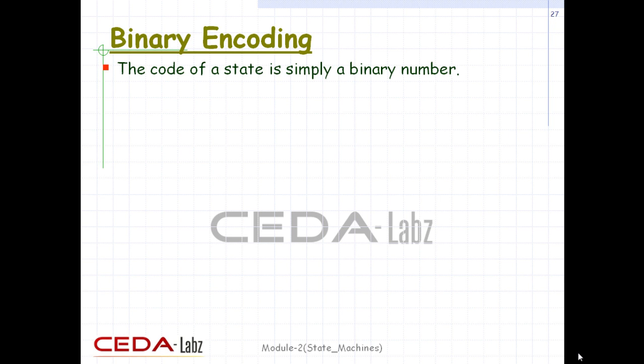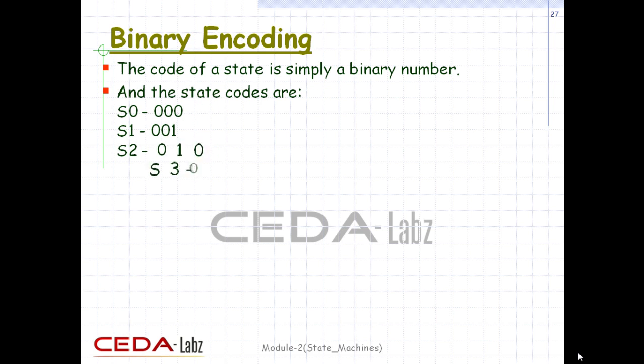Suppose n equals 6, then the number of bits is 3, and the state codes are S0: 000, S1: 001, S2: 010, S3: 011, S4: 100, S5: 101.